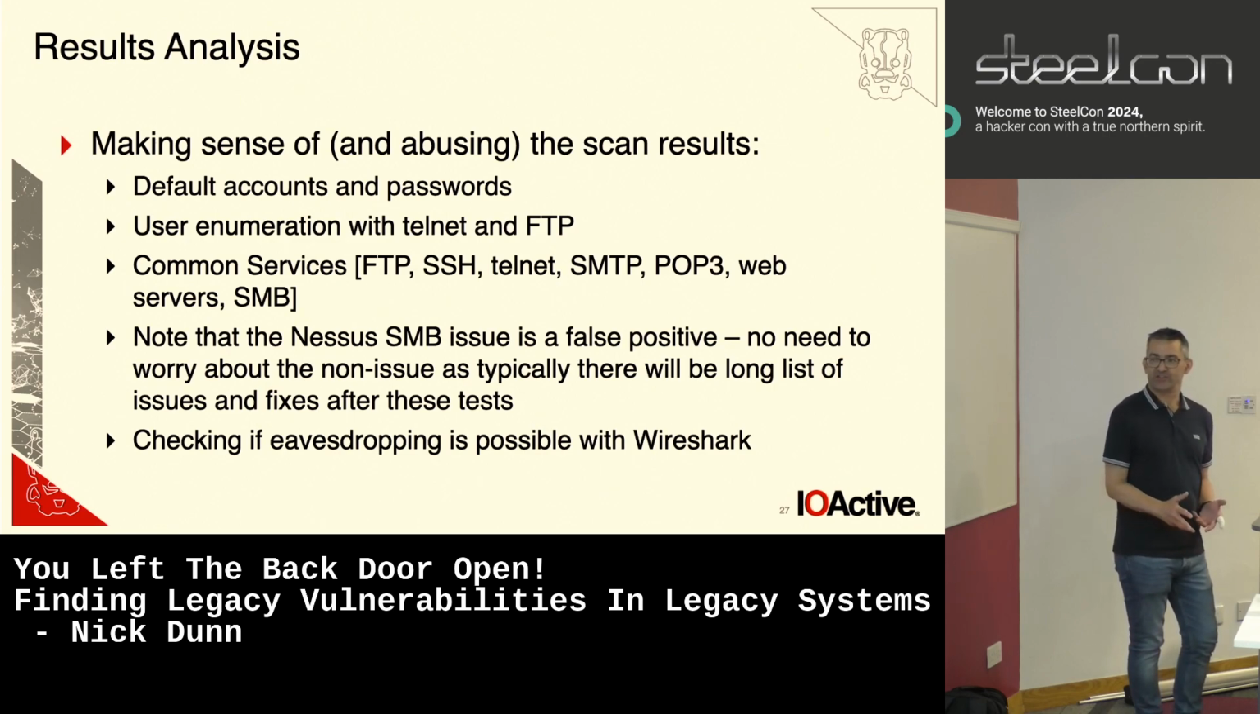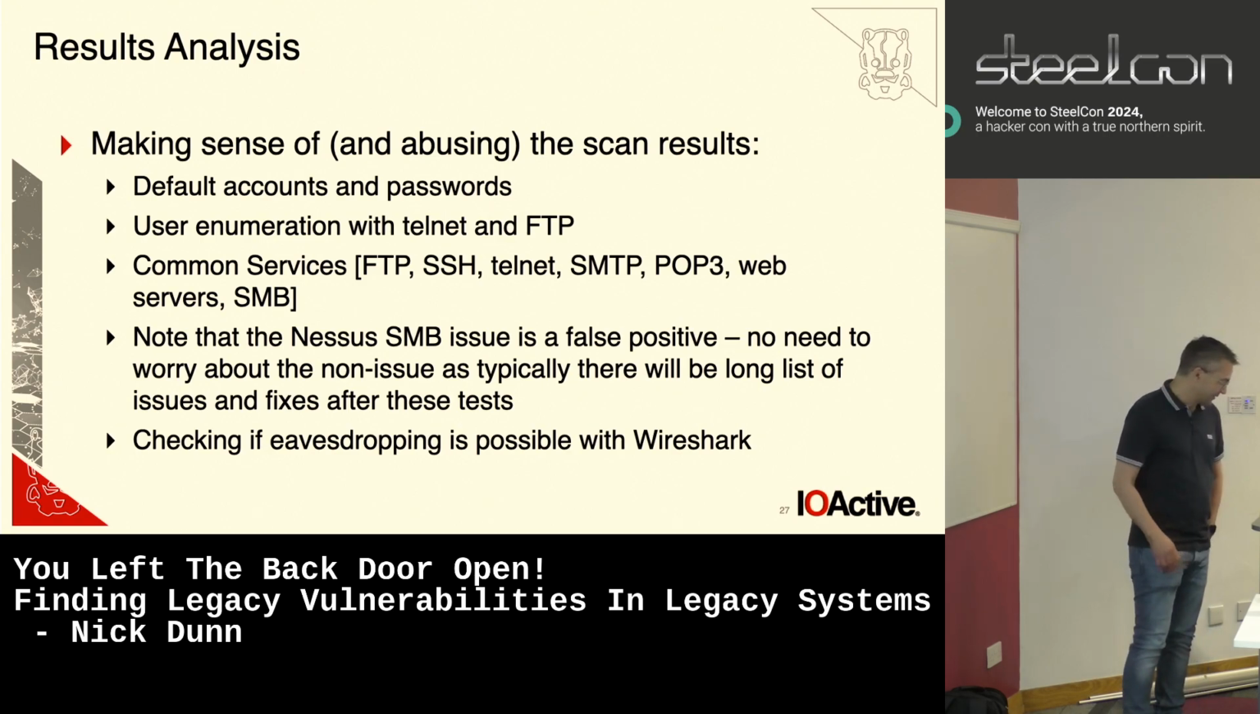If you run Nessus against these, you universally get some false positive about SMB. It always looks like an interesting Nessus result, but it isn't. It's a false positive. I'll give you some boring link to read at the end for that.